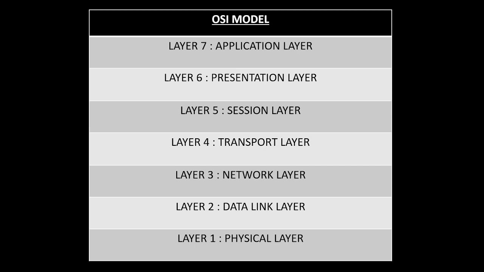It's a 7 layer model in which each of the layers is numbered. So you have layer 1, which is physical, 2 is data link, 3 is network, 4 is transport, 5 is session, 6 is presentation, 7 is application. One mnemonic which is very famously used to remember all the layers is "Please Do Not Throw Sausage Pizza Away." It makes it very easy for you to remember all the layers.